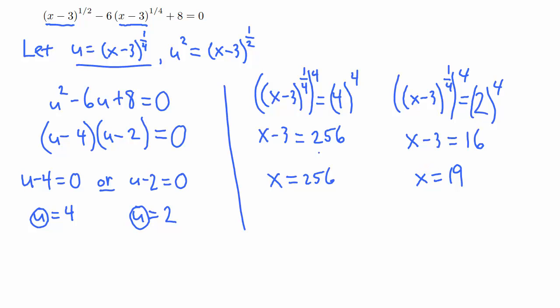Fantastic. Now just to make sure that these are solutions to the original equation, because we raised both sides to the power of 4, let's check. 256 plus 3 is 259. 259 minus 3 is 256, and the 4th root of 256 is 4. Fantastic. 19 minus 3 is 16, and the 4th root of 16 is 2. Fantastic. So that means that these are solutions, therefore x is equal to 19 and 259.